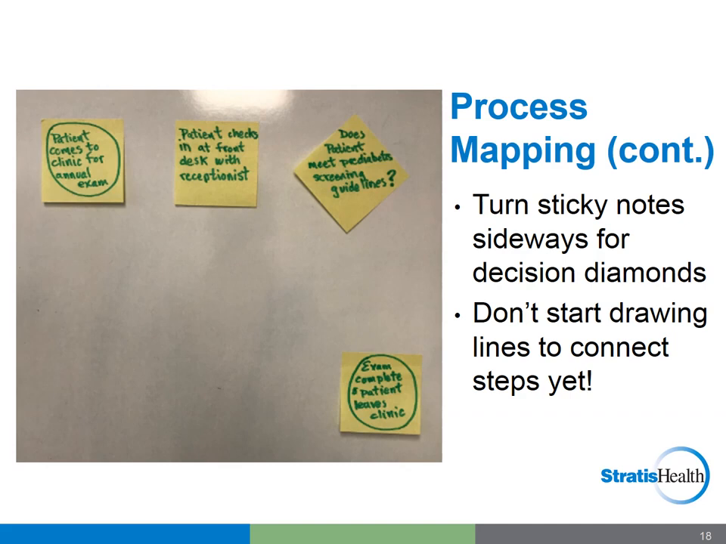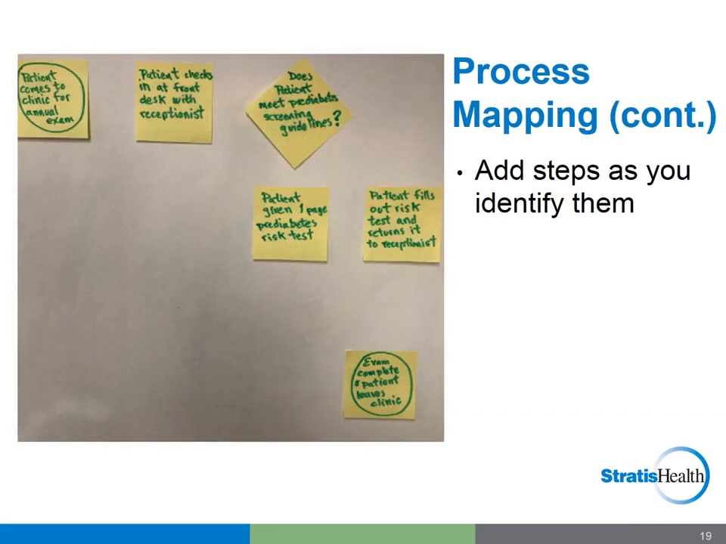Doing this allows for further discussion, adding steps that haven't been identified and documented, and reordering steps or decisions that may be out of sequence. If the patient does meet the guidelines for a prediabetes risk test, they are given one, which is one step. Then, an adjacent sticky note indicates the step where they'll fill it out and return it to the receptionist. We jot these steps down on a sticky note and add them to our current state as-is process.